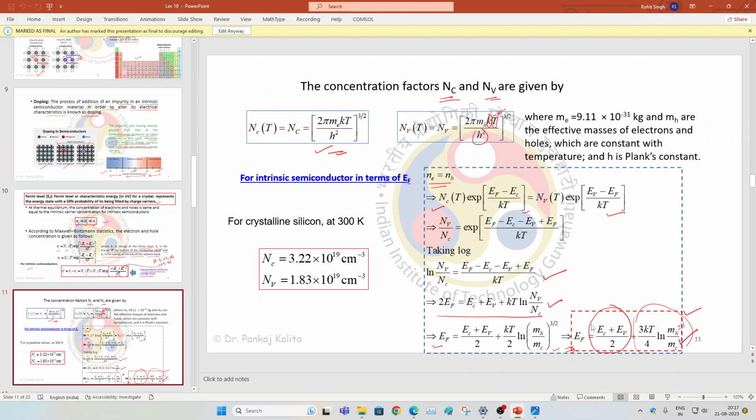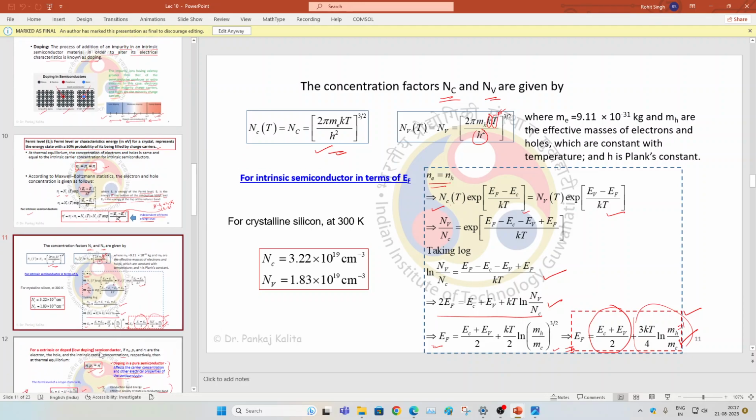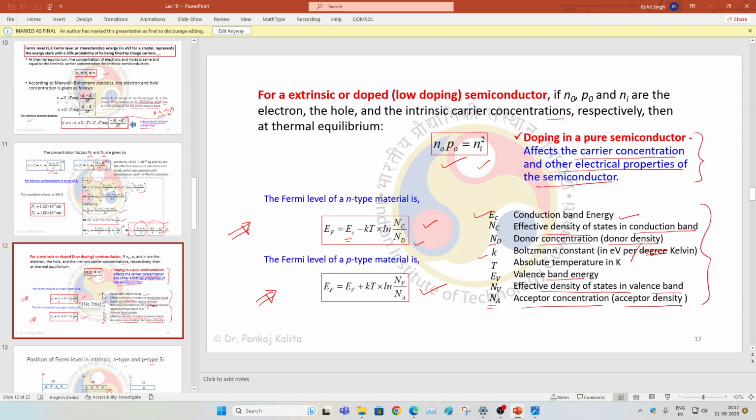So yeah, there can be a question on this. Okay, so please remember this. These two formulas are there, na? So there can be a question on this, like the Fermi energy level of an N-type material, how do you calculate it? And the Fermi energy level of a P-type material. Okay, so these formulas are there.